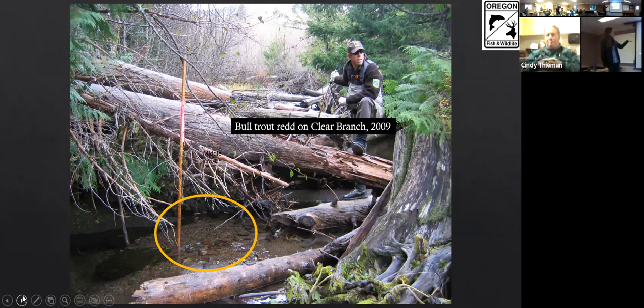It's really hard to get a good picture of them, but that yellow circle is showing you where the red is, and you can see that smaller substrate sort of clustered together right here. That's a little bit brighter than the other substrate in the stream, and also just sort of in that pillow formation.